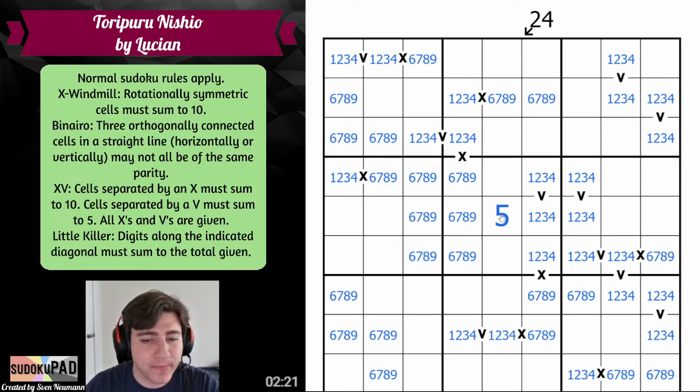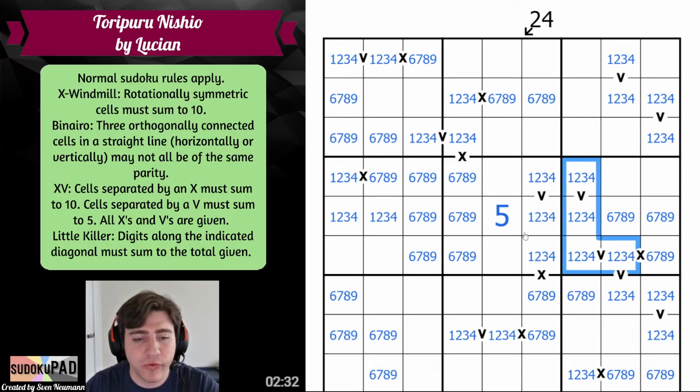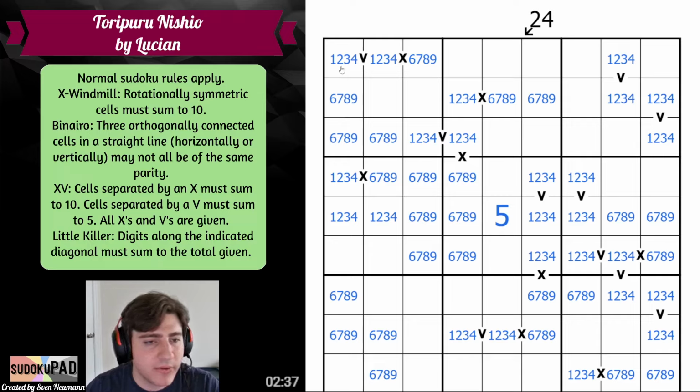5 tells us that this will be 1, 2, 3, 4 because it can't be 6, 7, 8, 9. In the same way, this will be 6, 7, 8, 9 because it can't be 1, 2, 3, 4, or 5.